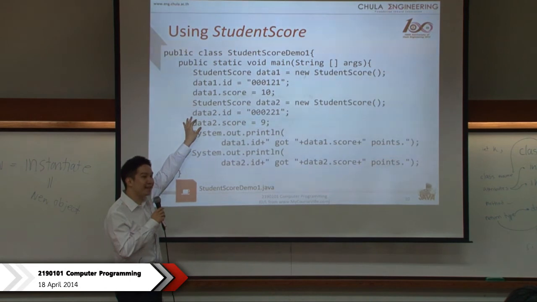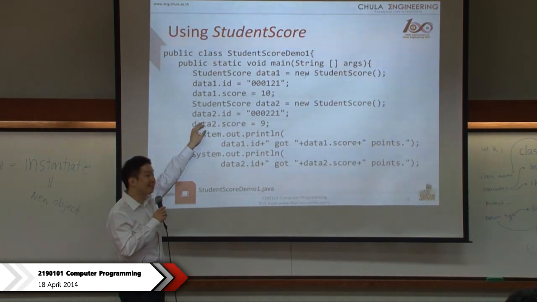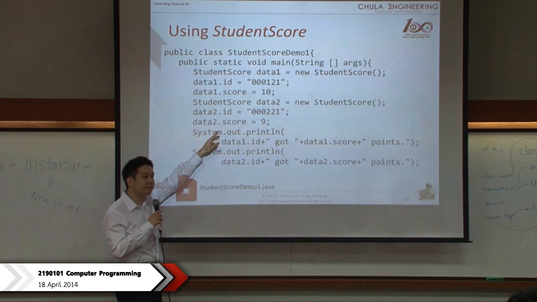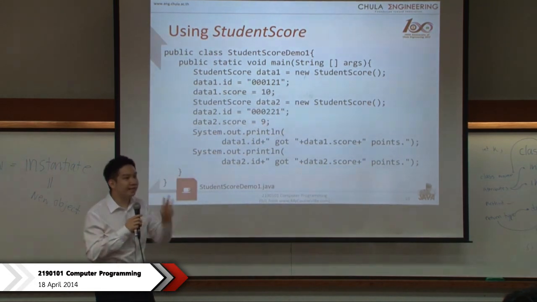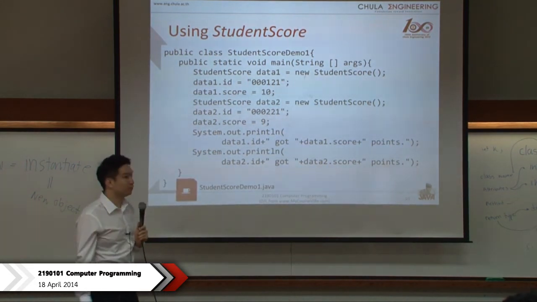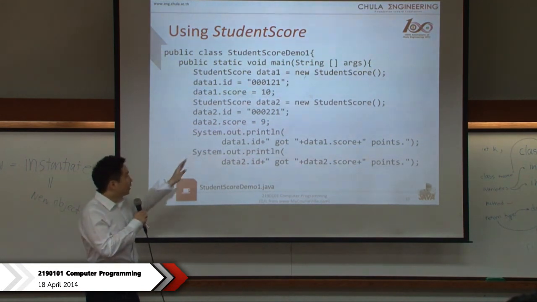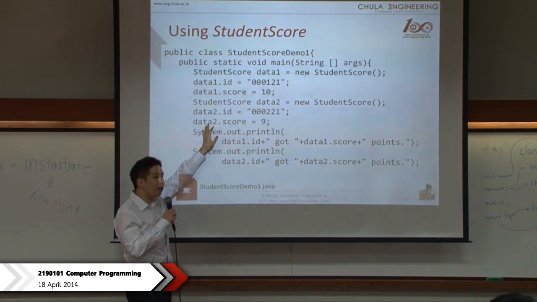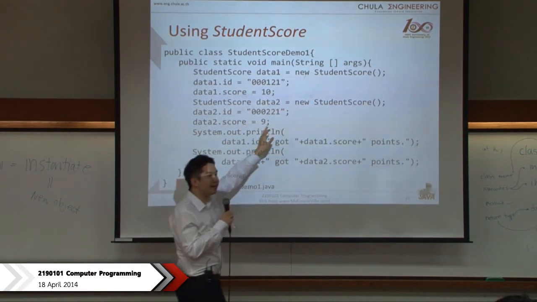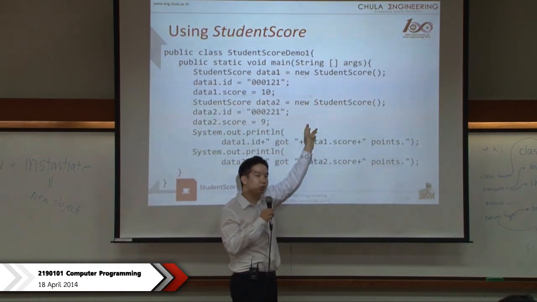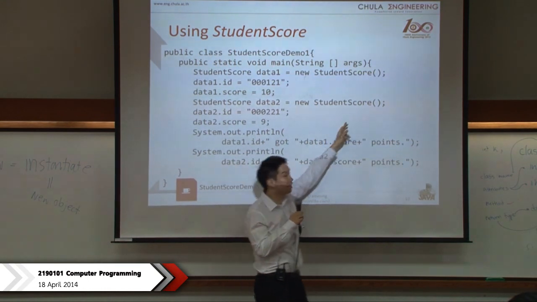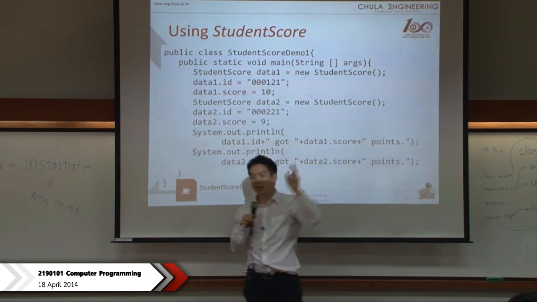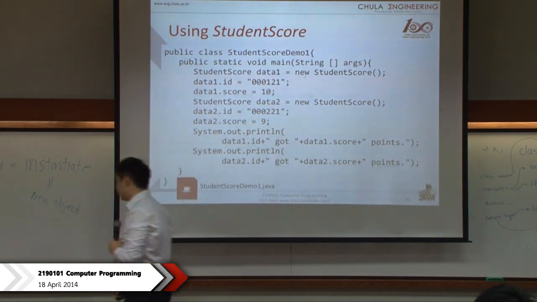Does this make sense now? You're setting the attributes. But you see, we could have also initialized all these two attributes inside the constructor as well. And I'm going to show you right now.